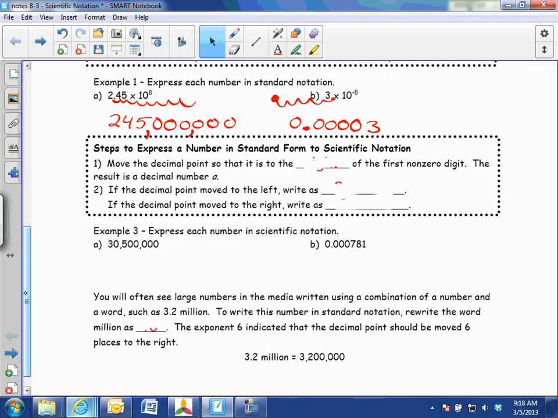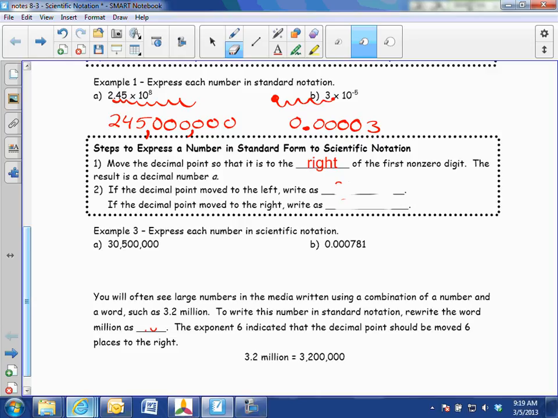So now we're going to take standard form, a quote regular number, and we're going to put it into scientific notation. This maybe is a little bit difficult. I don't know, it's not really that difficult. It's just a little bit different thinking than going from scientific to standard, but it's the same thing, just moving backwards. So first I want to move the decimal point so that it is to the right of the first non-zero digit.